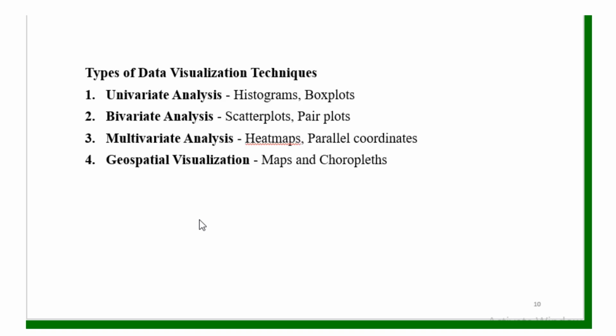The types of data visualization techniques. We have some techniques for data visualization, like univariate analysis like histograms and box plots, bivariate analysis, scatter plots, pair plots, multivariate analysis, heat maps, parallel coordinates, geospatial visualization like maps and choropleths. So univariate means one variable. Bivariate means only two. Multivariate means we can analyze in multiple ways. Geospatial analysis is in the context of location specific data.